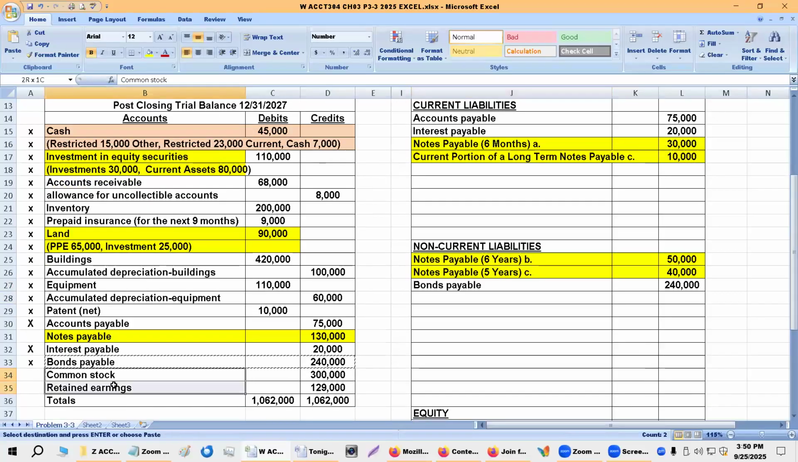Okay, common stock and retained earnings. And again, this is post-closing, so these are actually the ending retained earnings. These are already the ending. Everything's been closed into this account.